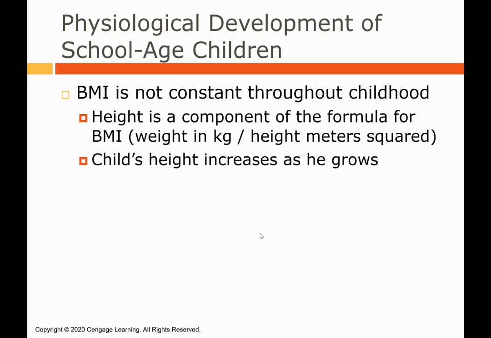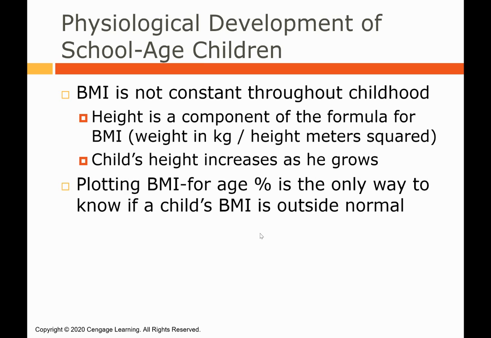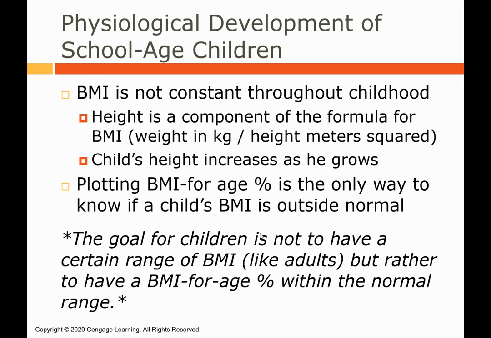We've talked about how BMI is not constant throughout childhood. Height is a component of the formula for BMI, and a child's height increases as he or she grows. So it makes sense then that BMI is not constant throughout childhood. This is why we plot a BMI percentile for age. It's the only way to know if a child's BMI is outside normal. We use a reference population, and we compare a child to other children of their own age and sex.